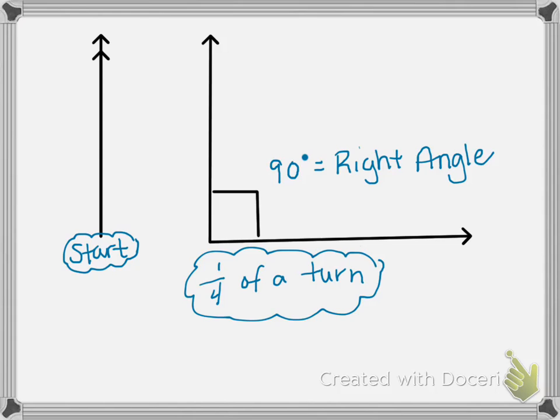So you'll notice I have a set of two lines, and at my start, they're right on top of each other. I don't have an angle because the lines are on top of each other. However, if I go 1/4 of a turn, so 1/4 of the way around, and when I refer to a turn, I'm talking about one complete circle, that would give me a 90-degree angle, a right angle. That should be familiar to you from last year. This symbol always tells you that it is a 90-degree angle or a right angle, and that would be 1/4 of the way around a circle.